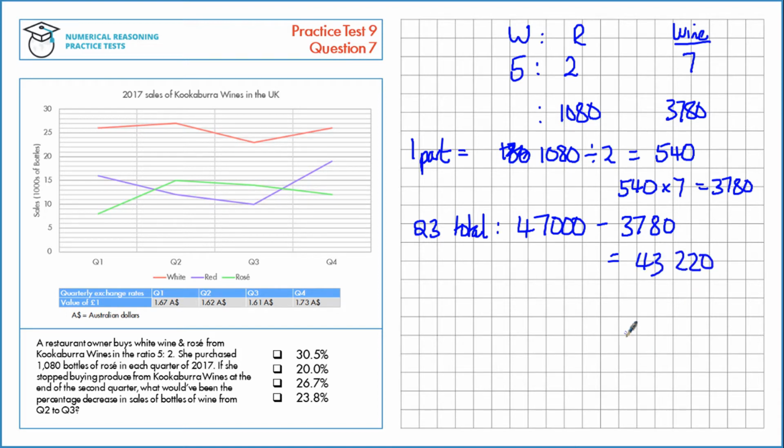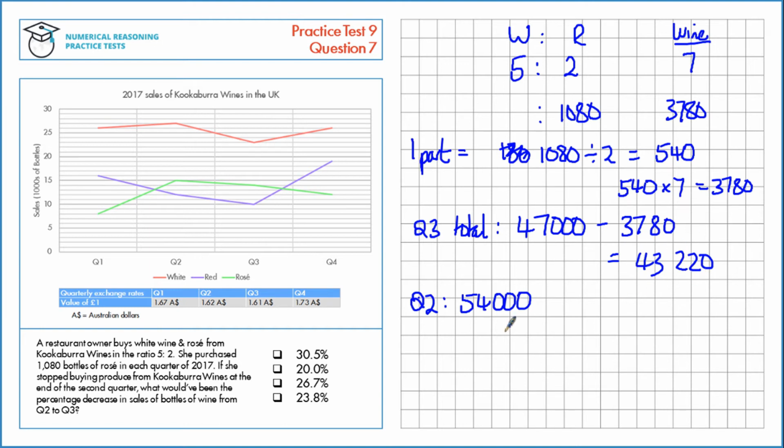43,220 bottles. We want to calculate the percentage decrease in sales from Q2 to Q3. We've got our new sales for Q3, but we need the Q2 sales, and that's just the total of these numbers here, which is 54,000 bottles. Let's calculate the percentage decrease.